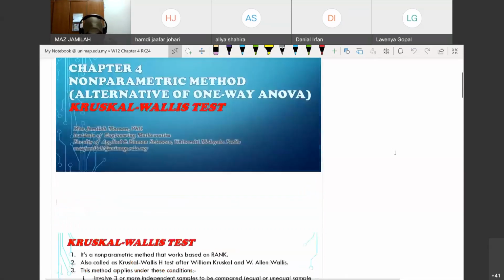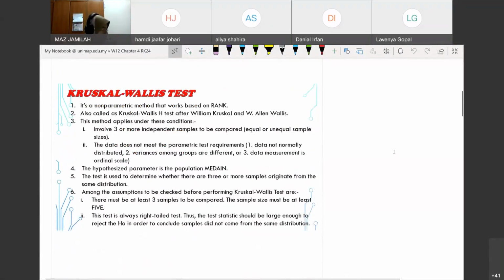Now, if you look at your textbook on page 148, among others, the Kruskal-Wallis test is a non-parametric method that works based on rank. So we are talking again about rank. Last time we also talked about rank in non-parametric statistics. We talked about the sign test, where we use the rank of the plus and minus, whether the value will be above or below the hypothesized median value.